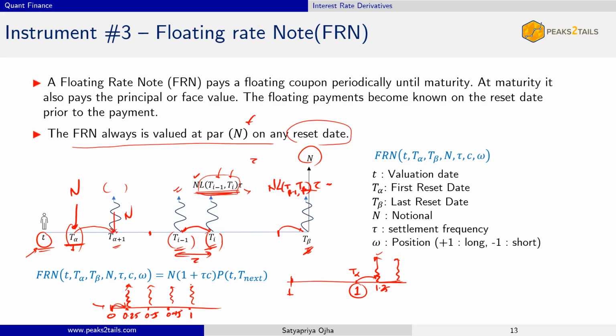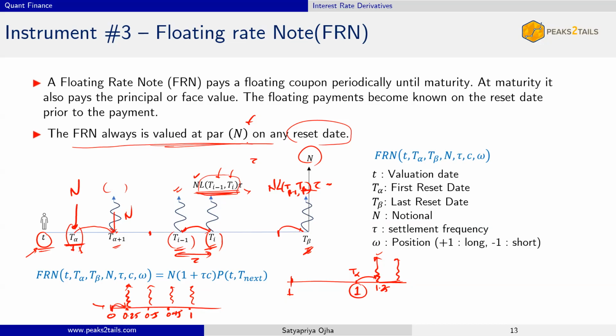So it depends. When does your floating rate payment start? It can start right away, or it can start sometime in future. But the idea remains the same. Everything becomes known only one period before, not before that. Okay, so as I mentioned, a floating rate note discounts to par on any reset date.